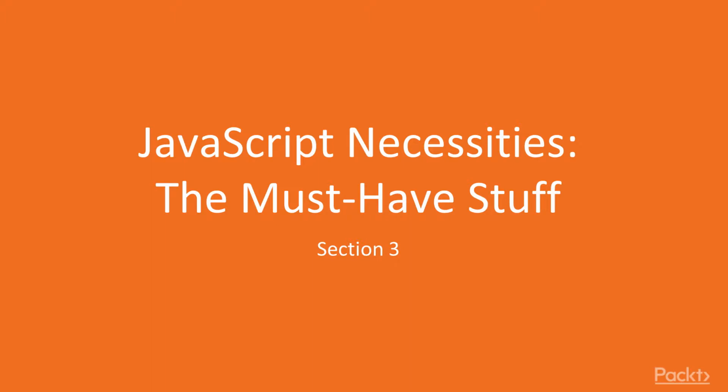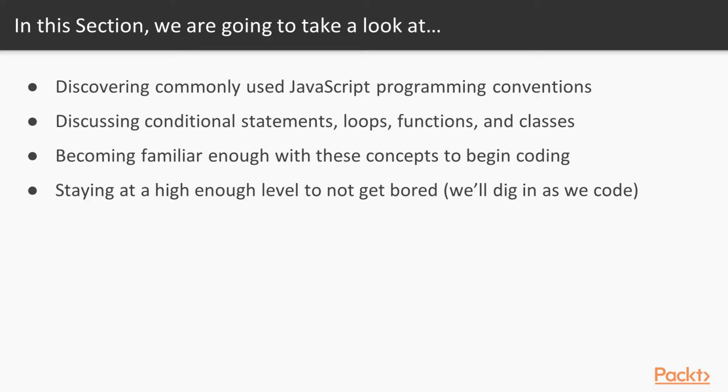With an understanding of what JavaScript does on a web page and how to make it execute on a page, we can turn our attention to the structural concepts of the language and the syntax that implement them. Here, we'll discover these commonly used programming conventions. We're talking about conditional statements, loops, functions, and classes. We'll walk through the usage of each of these programming paradigms and the JavaScript syntax that makes them all work.